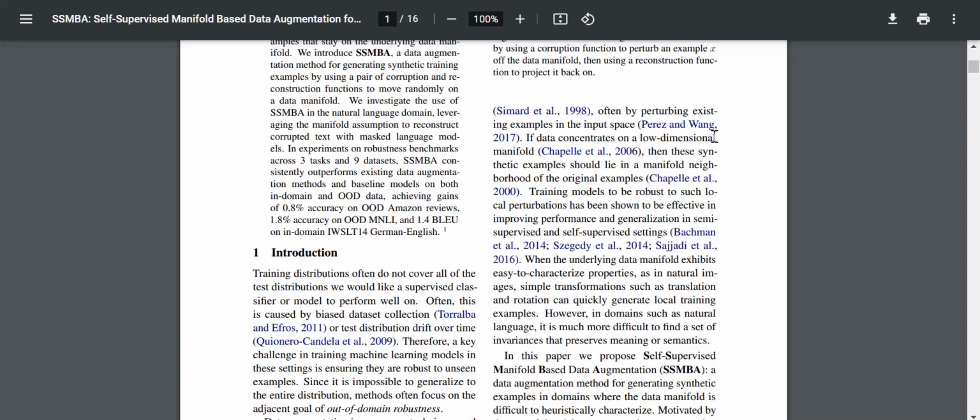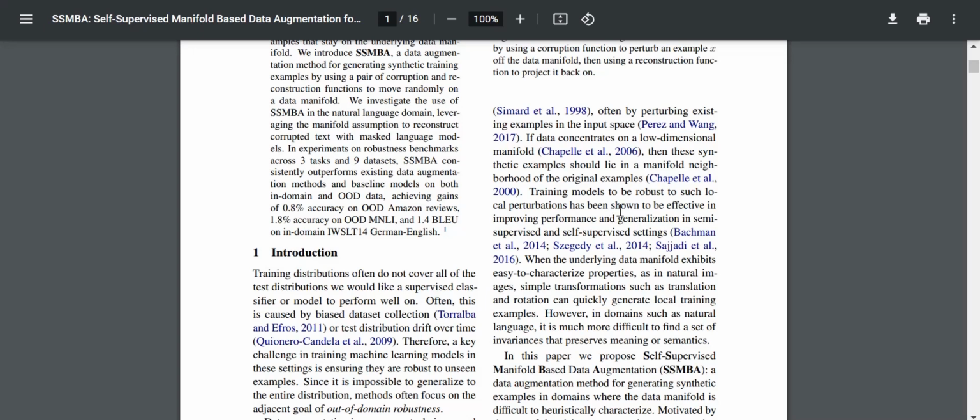If data concentrates on a low-dimensional manifold, then these synthetic examples should lie in a manifold neighborhood of the original examples. So, from how I think about this, if you have a vector space and your sentences have a word embedding or a vector space representation, then these synthetic examples which are generated from them would also be in their vicinity. So the cosine similarity, or any other metric by which you would like to measure distance, would be lower compared to two other samples which were not generated in the same fashion.